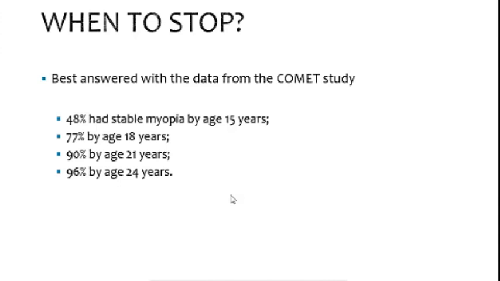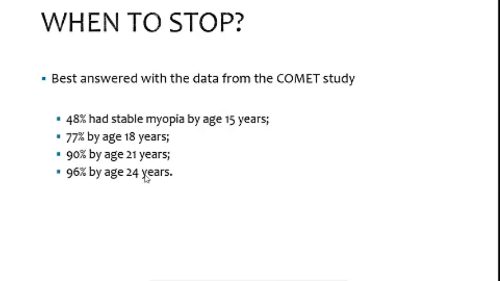I'd refer us back to the COMET study, which is the Collaborative Longitudinal Evaluation of Ethnicity and Refractive Error... rather, the Correction of Myopia Evaluation Trial. What this study did was follow children with myopia for a very long period of time to see when they stabilized and at what age most of them stabilized. What the study showed was that in 48% of children, the myopia became stable by the age of 15. So under 15 years of age, be aggressive with myopia management. 77% of children with myopia stabilized by 18, 90% stabilized by 21, and 96% stabilized by 24.